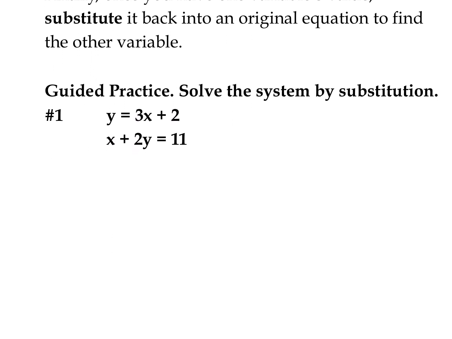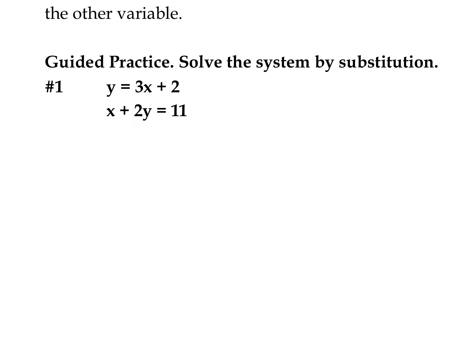We're going to solve this system by substitution. Remember, the first thing we want to do is get either of the two equations solved for either of the variables. In this case, we already have an equation solved for one of the variables. Y is already equal to 3x plus 2. We already have the y by itself. We'll see that's not always the case, but in this case, we have a y equals. So we can replace the y in this other equation with what it's equal to. We're going to take the 3x plus 2 and substitute it in for the y.